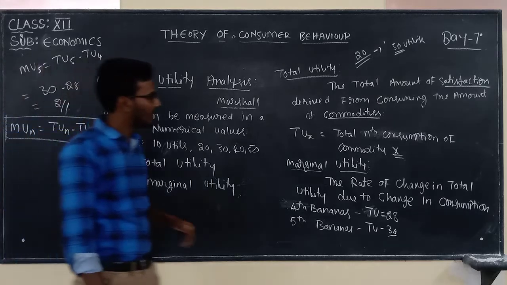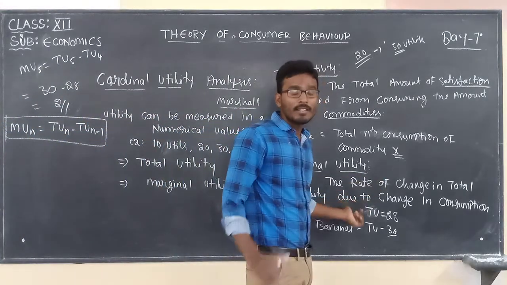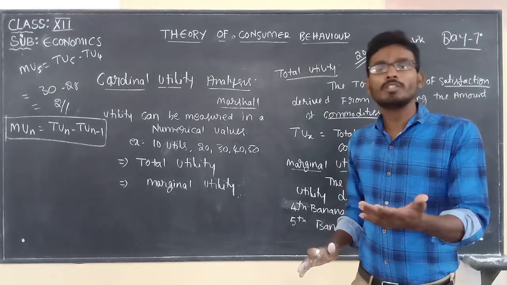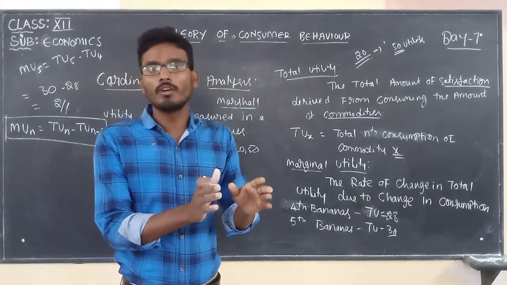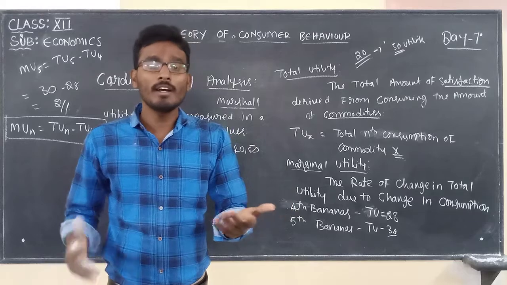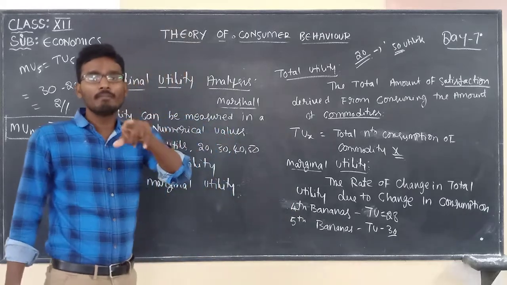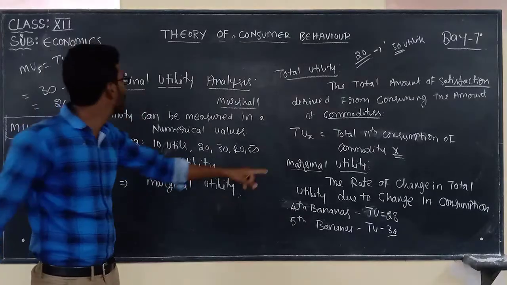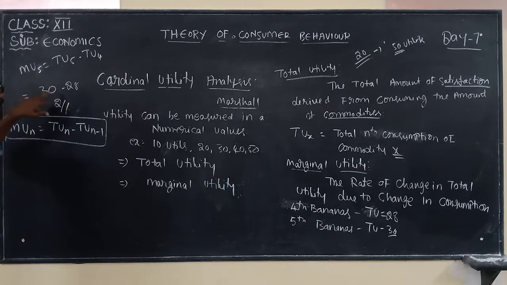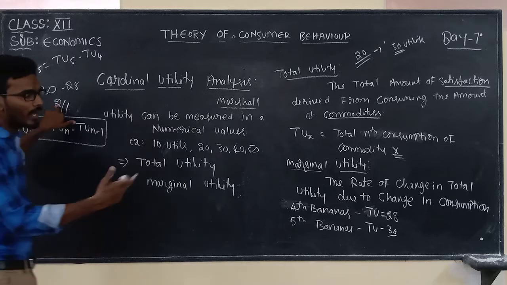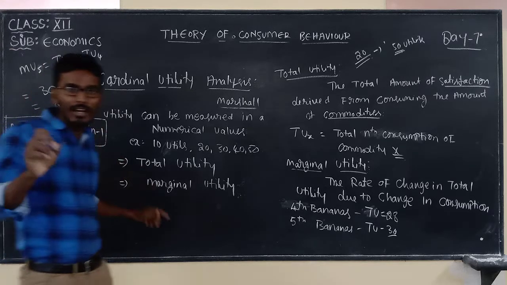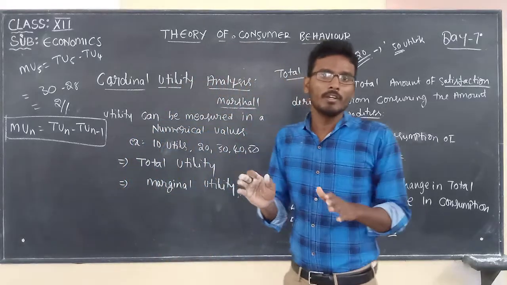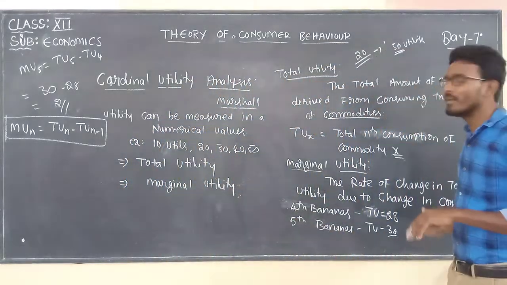So just go through the definition. The rate of change in total utility due to change in consumption. For example, you consumed 4 goods and got some total utility. After consuming one more product, how much does the utility change? That is known as marginal utility. You can clarify this definition with the example: after consumption of the 5th banana, you got 2 more extra utility. That is known as marginal utility. Marginal utility is always derived from total utility.